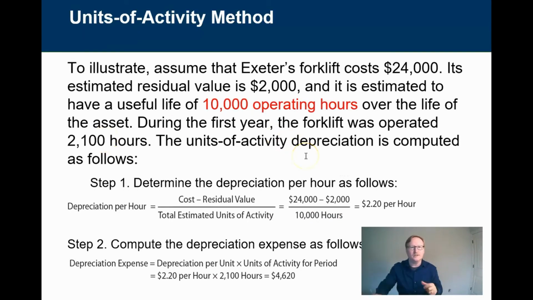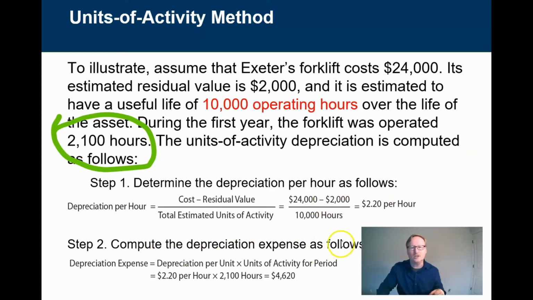Now here's a lot of words on this slide, and I've got it highlighted in red here. What it's saying is it's the same forklift, but instead of using the straight line, we're going to use the units. And it says the useful life is 10,000 operating hours over the life. During the first year, the forklift operated 2,100 hours. So 10,000 divided into the total depreciation expense is $2.20 per hour.